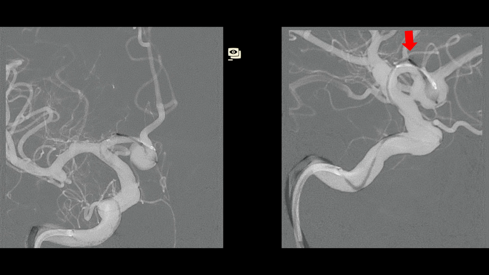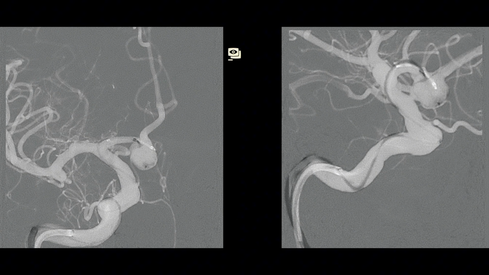Even with significant vessel distortion from tension buildup, note how we can still safely advance the implant without risk of wall injury.